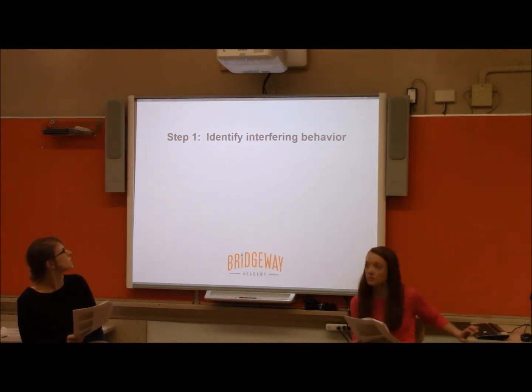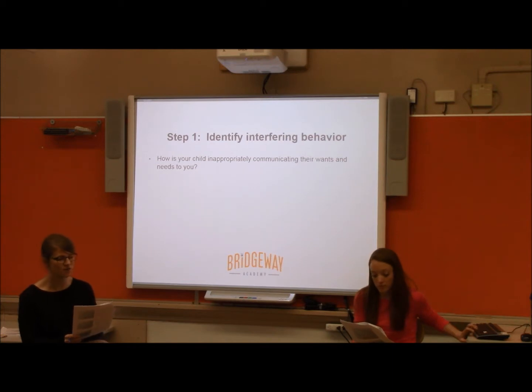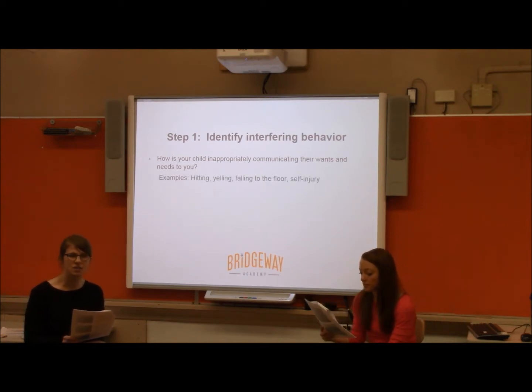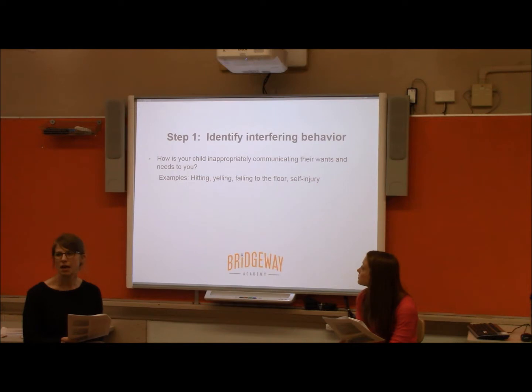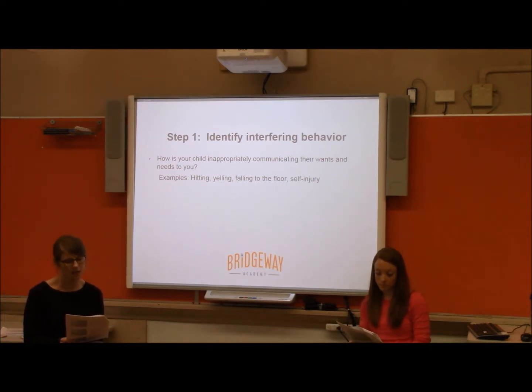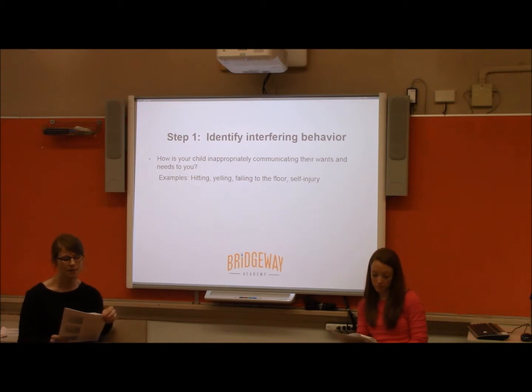To take it a little bit further, step 1 is to identify that interfering behavior. So consider how your child is inappropriately communicating their wants and needs to you. Hitting, yelling, falling to the floor, engaging in self-injurious behavior, a combination of all of those or additional ones might stand out a little bit more. However, it could also be more subtle, such as grunting, reaching for things, leading, pointing, going over to something and just standing there could also be considered communication.